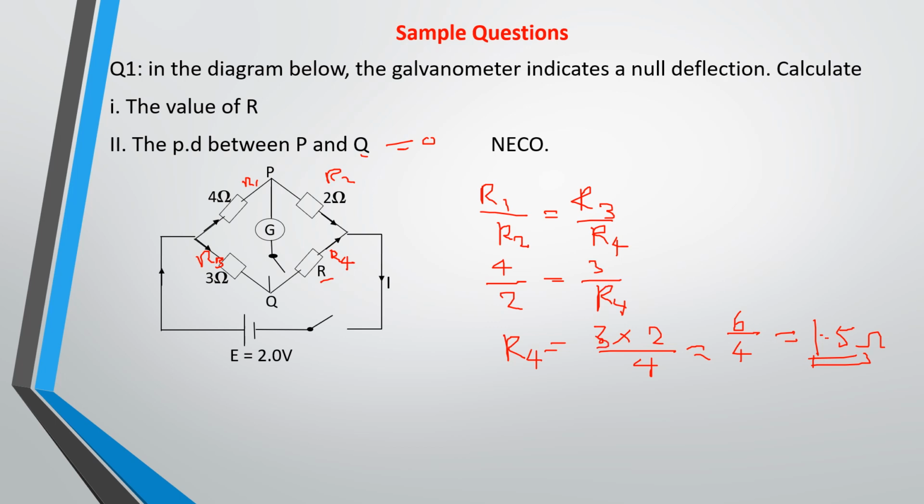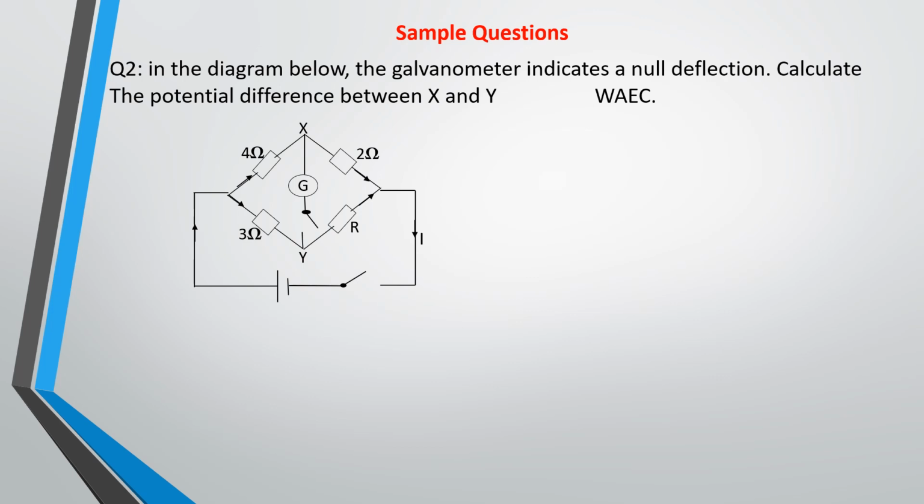Alright, so I hope this is simple. So let's try another one. Alright, so this one says that in the diagram below, the galvanometer indicates a non-deflection. Calculate the potential difference between X and Y.